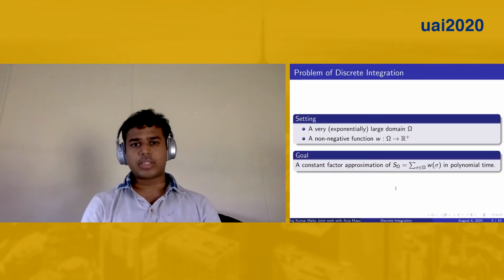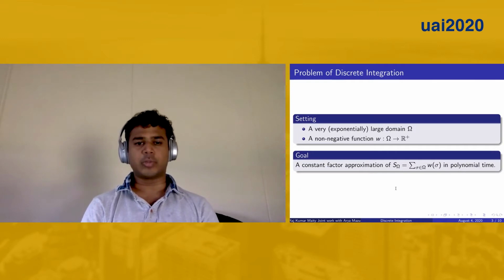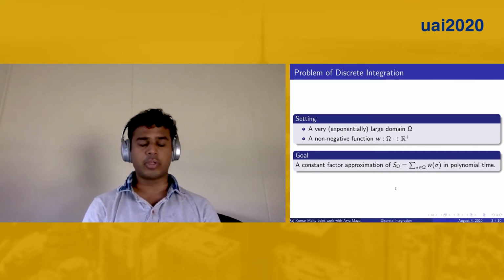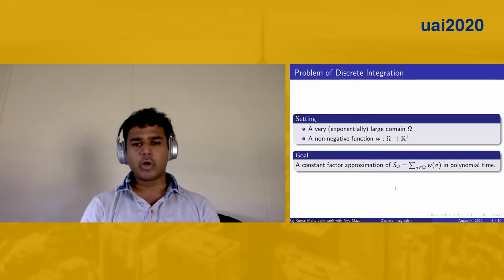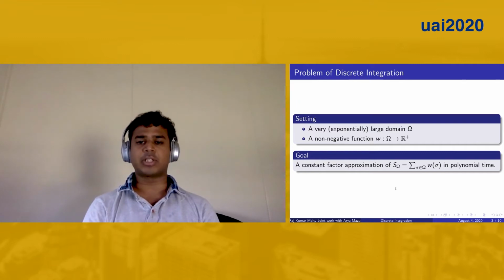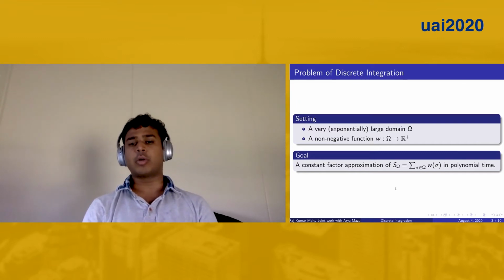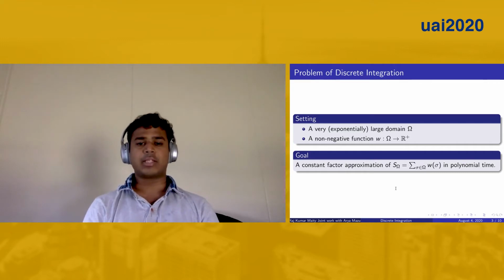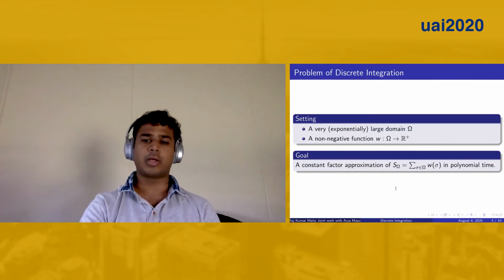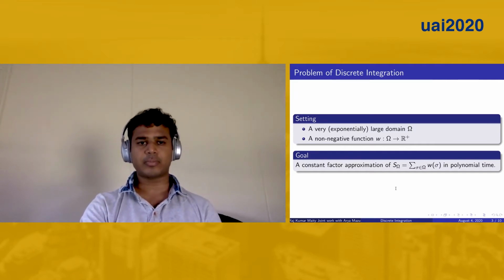In the discrete integration setup, we have a very large domain omega, which is exponentially large in the number of variables. And there is a non-negative function w, which takes configurations from this domain omega and maps them to a non-negative real number. Our goal is to compute the summation of the weight of all the configurations in polynomial time. As you can see, the sum is over an exponential size set, so computing it in polynomial time is kind of intractable. So we are going to provide a constant factor approximation in polynomial time of this discrete integration.